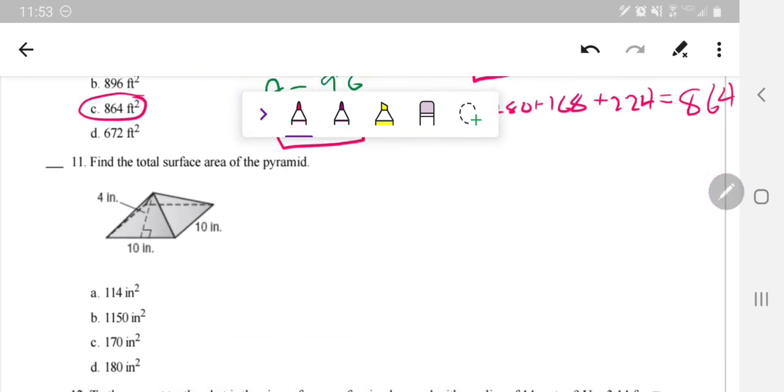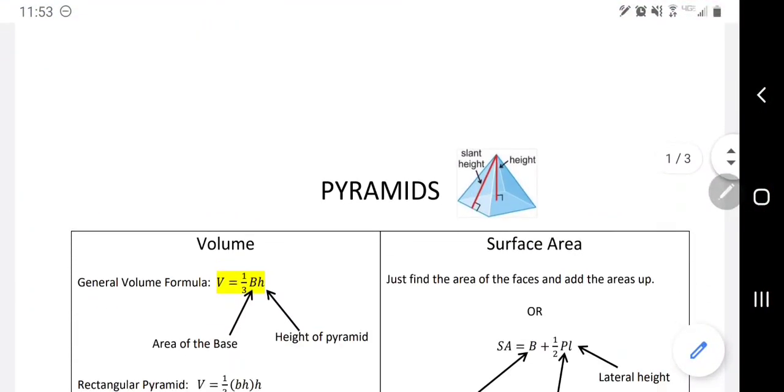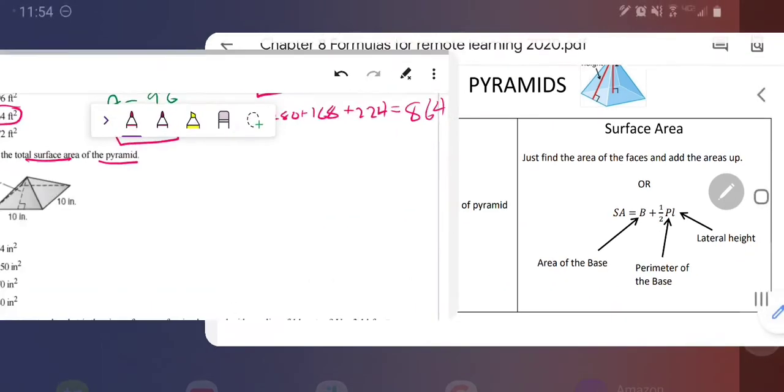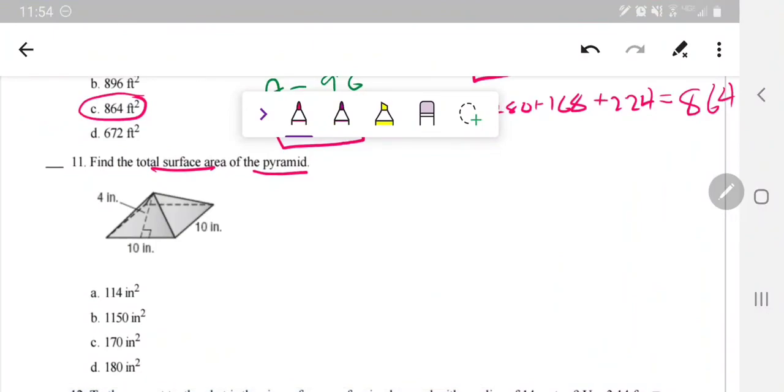11. Find the total surface area of the pyramid. Surface area. Pyramid. Let's go check our reference sheet. Oh, got to go to the pyramid section, to the right column, and we have surface area. Ooh, this is a fun formula. Surface area equals the area of the base plus 1/2 the perimeter of the base times the slant height, or the lateral height. All right. So surface area equals capital B plus 1/2 PL.